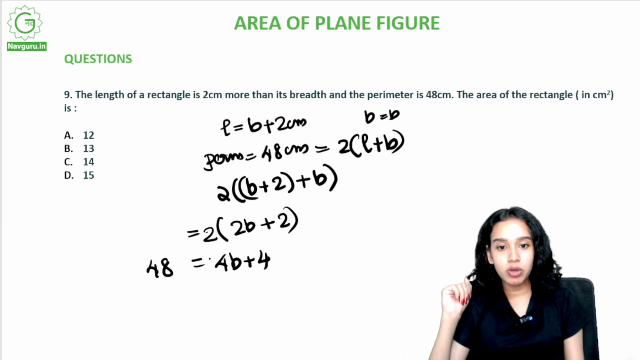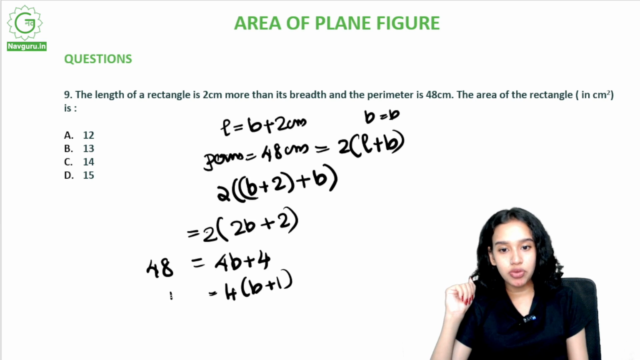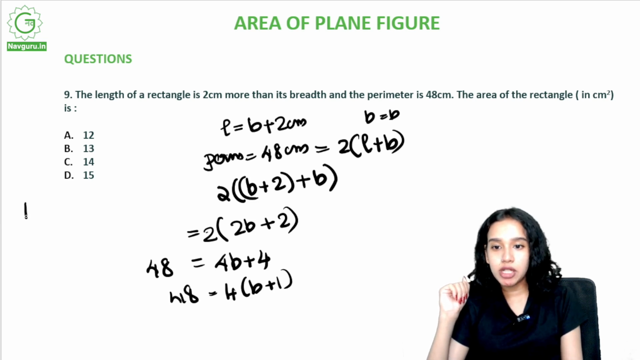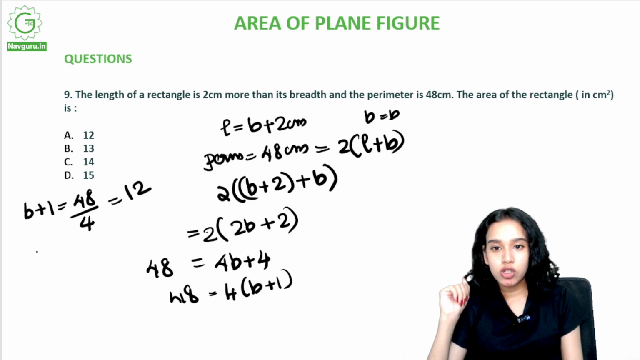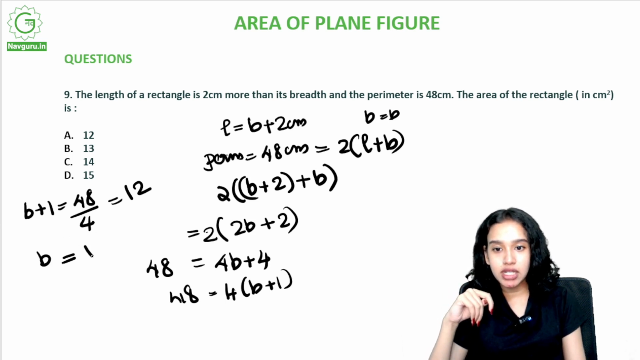So 4b plus 4 is equal to 48. So we could say 4 into (b plus 1) is equal to 48. Now what is b plus 1? It is equal to 48 by 4, which gives us 12. So what is b? b is equal to 12 minus 1, right? 12 minus 1 is 11.